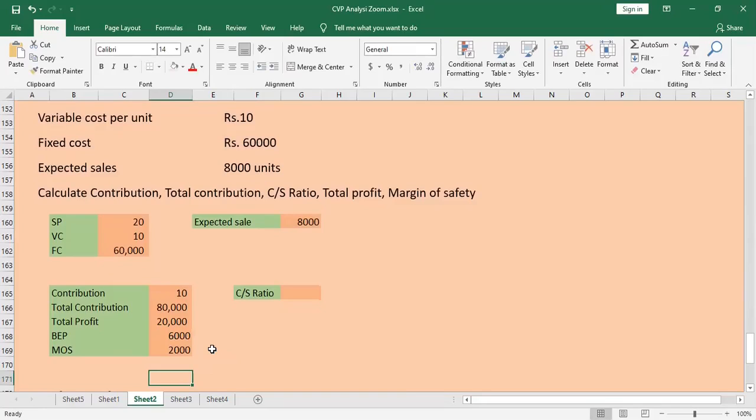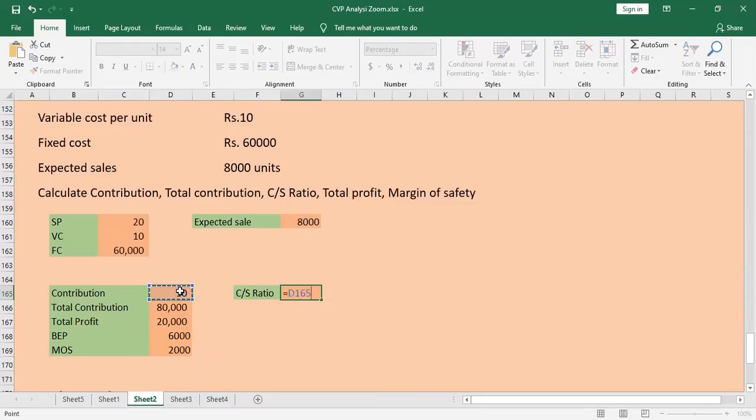Then we have to do the calculation for the CS ratio, that is the contribution and sales ratio. Contribution we already calculated, that is 10 rupees, divided by sales of 20 rupees, obviously 50%. So this is how you do the calculation for this type.